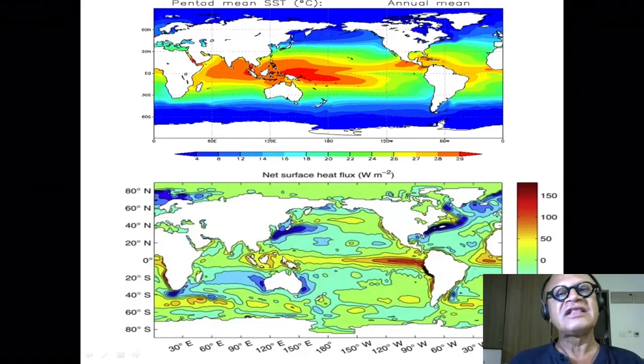Here it's warm, but the net heat flux is still downward but small. The Indian Ocean gains about 20 watts per meter squared per year to the north of about 20 south because of various reasons in which the Pacific convection here affects subsidence over here, and so on and so forth, right?